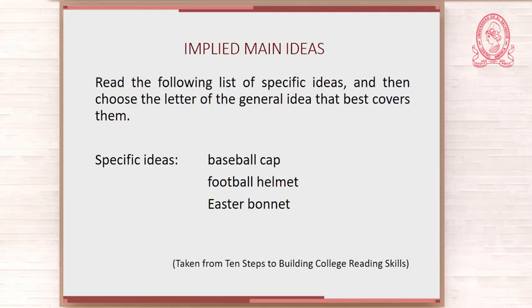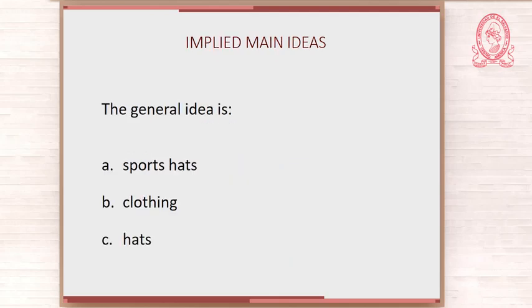Specific ideas: baseball cap, football helmet, and Easter bonnet. The options for the general idea are the following. Letter A, sports hats. Letter B, clothing. Letter C, hats. Now let's analyze.